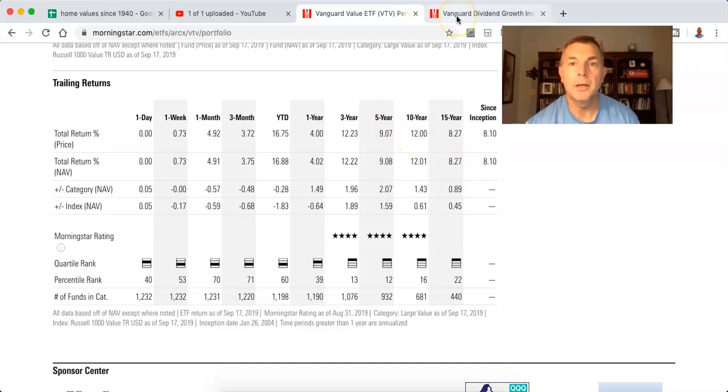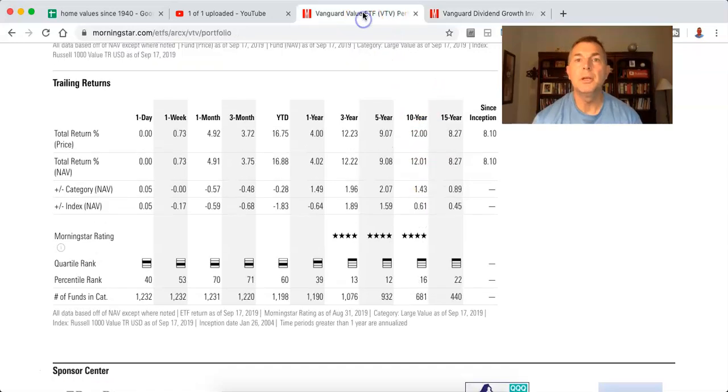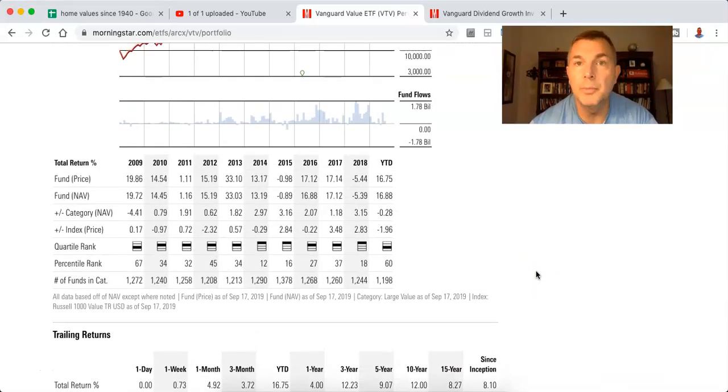All right, and then 12% over 10 years total return. Here's 13.35. So you can see there's been a tilt in favor of the growth stocks for sure, which is another reason why I like value, because the growth stocks have been smoking value for the last 10 years.